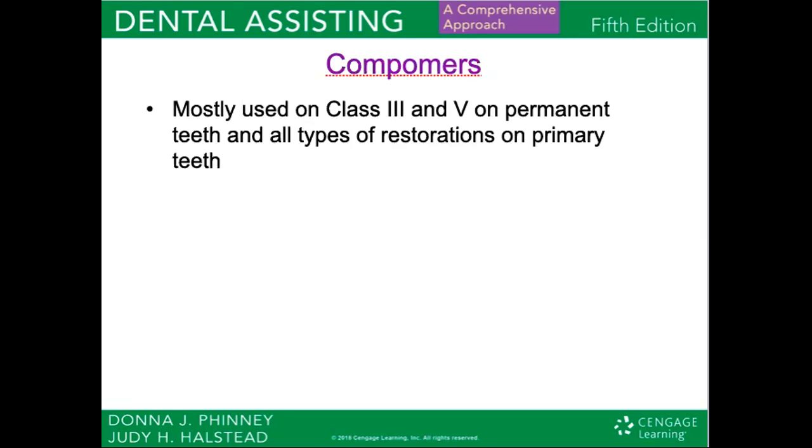Compomers are a cross between glass ionomers and composites. They need to be light cured and will provide fluoride to the bonded cavity wall. They are usually used for class 3 and class 5 restorations on permanent teeth.